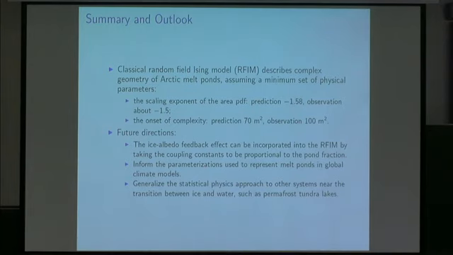So ice albedo feedback, you can easily, well, not too easily, but you can incorporate it into the Ising model by taking this coupling constant to be proportional to this pond fraction, right? That means if the pond temperature increases, the tendency to cluster also increases. So this physical effect, you can put it into the random field Ising model.